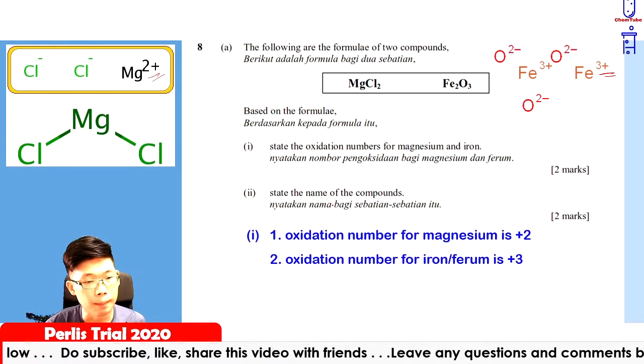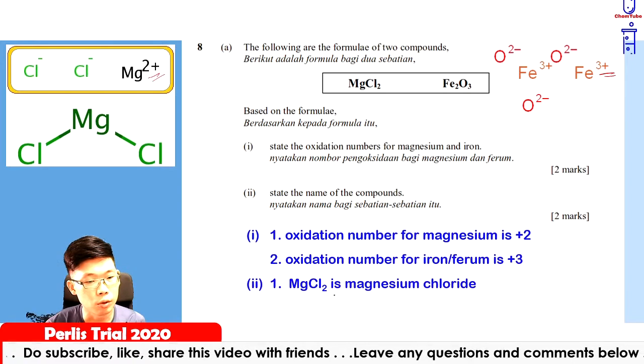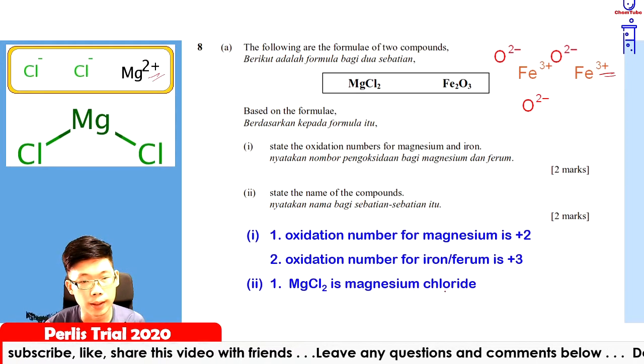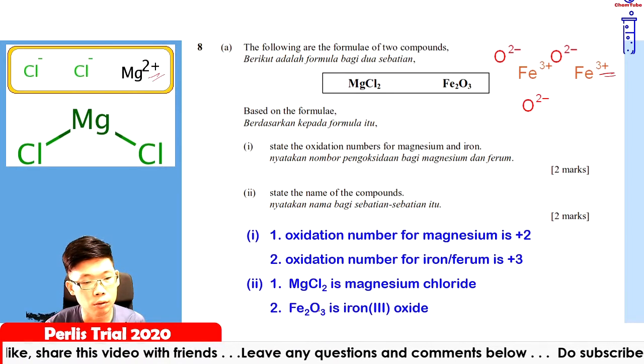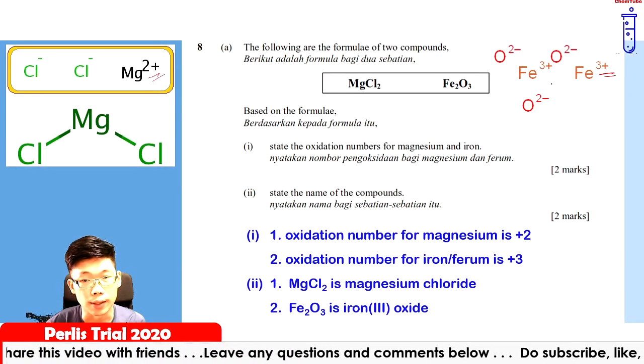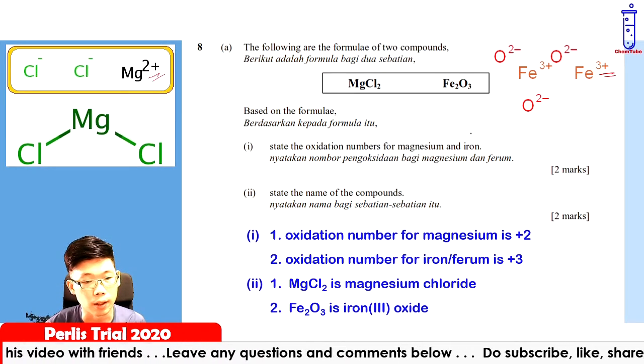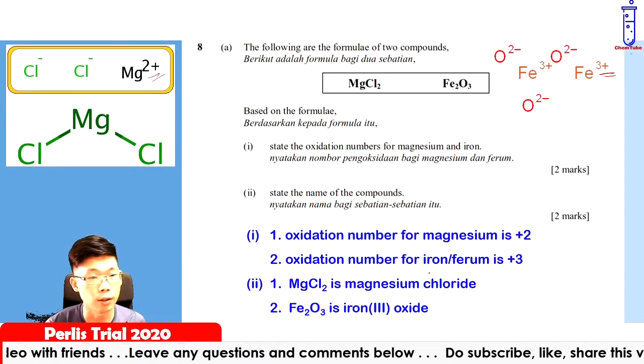So how about the name? Number one, MgCl2 is magnesium chloride. Then Fe2O3 is iron(III) oxide. Iron(III) oxide or ferrum(III) oxide is also accepted.